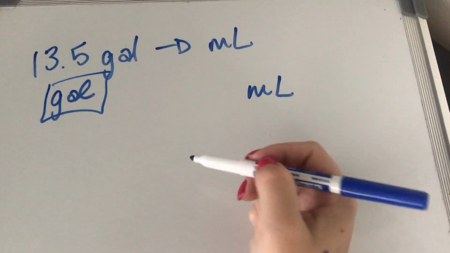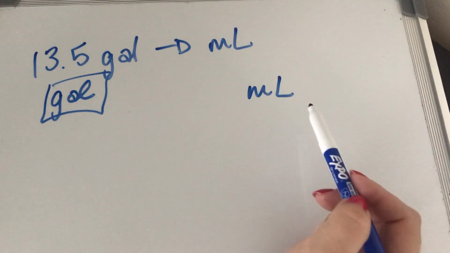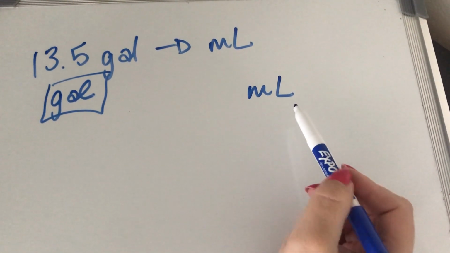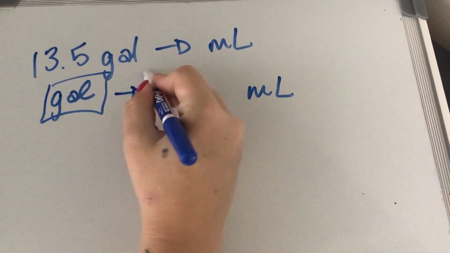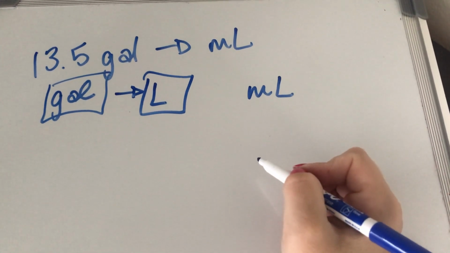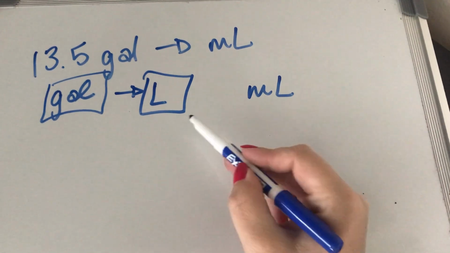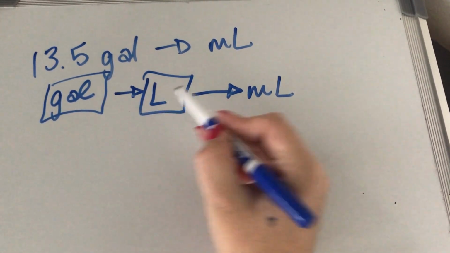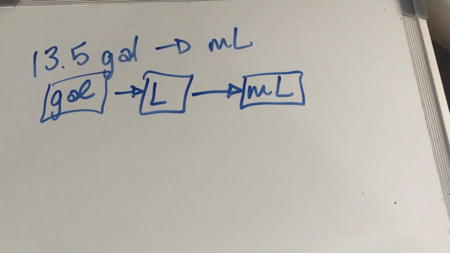Now, there's probably a conversion factor out there that can get you from gallons directly to milliliters, but I'm not going to give you that. I'm going to give you the one that takes you from gallons to liters. So that means you have to make the jump to know that from liters, you want to convert to milliliters. Does that make sense? Cool.